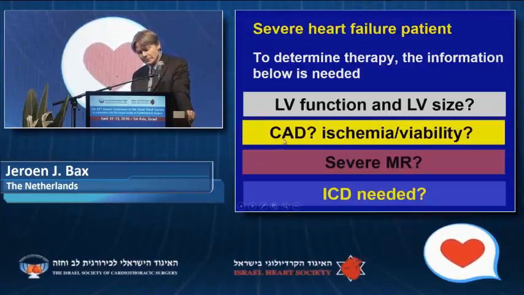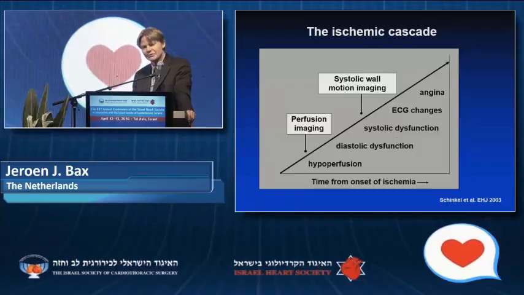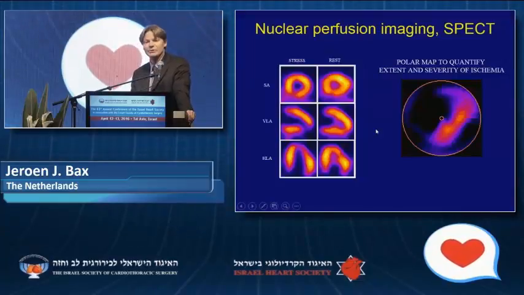So, step 1, I think invasive coronary angiography, but maybe in the future more and more shift towards CT scan. Then we need to talk about ischemia and/or viability. If we speak about that, we think about the ischemic cascade. Here you have the time from onset of ischemia, and what happens is that you encounter hypoperfusion and later on systolic dysfunction.